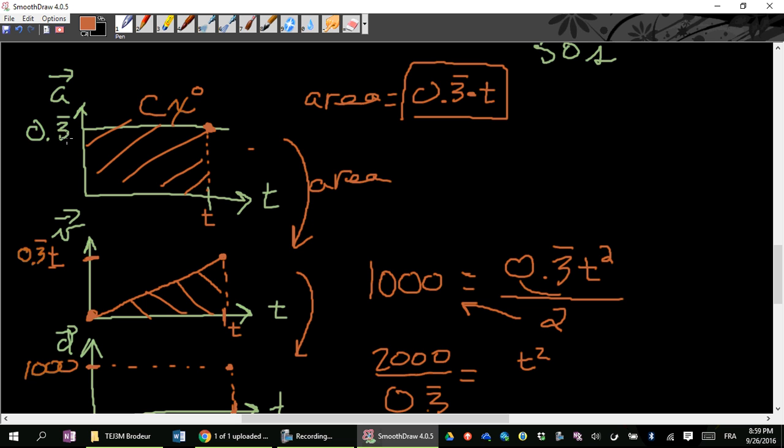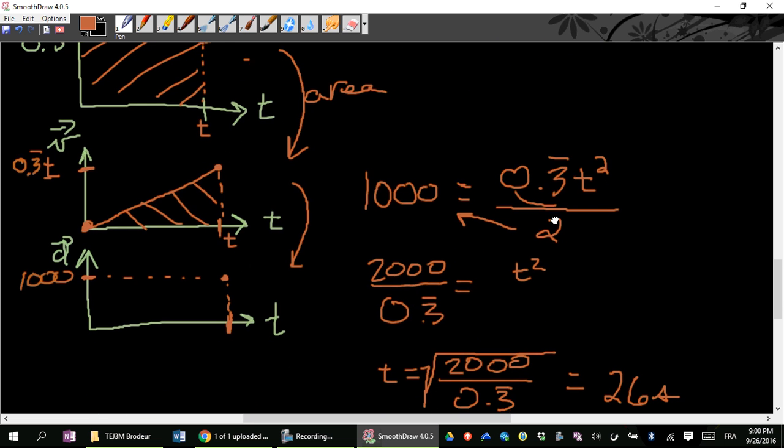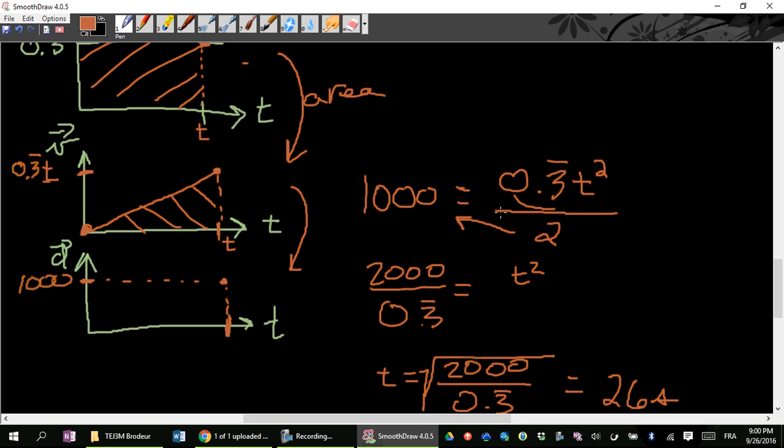Okay, let's just review our numbers. This was 0.3. This is time. T times 0.3 is my area. T times this gives me this. Then I divide by 2. That looks okay to me. What did I do? Divide by 0.3.